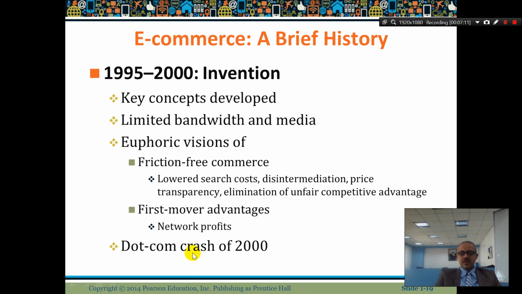And we also have the dot-com crash of 2000. You guys know the dot-com crash in 2000? In April 2000, all the companies that were dot-com, they just boom. They are no longer there. Investors didn't trust them. The stock market didn't trust them because they didn't make a lot of money.